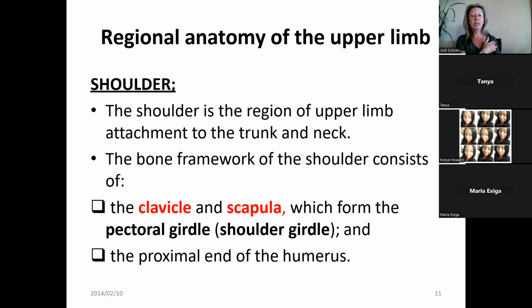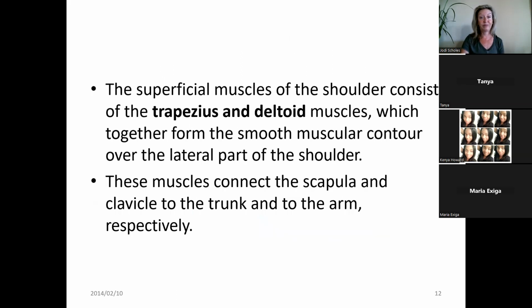And this is considered the proximal end of the humerus. So the upper part, proximal versus distal, right? Proximal versus distal, proximal end of the humerus.